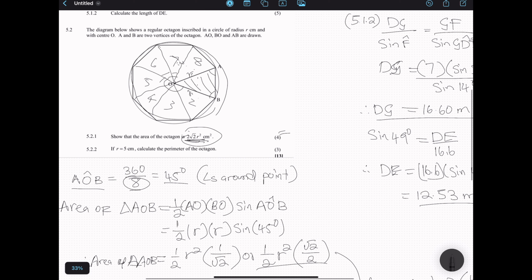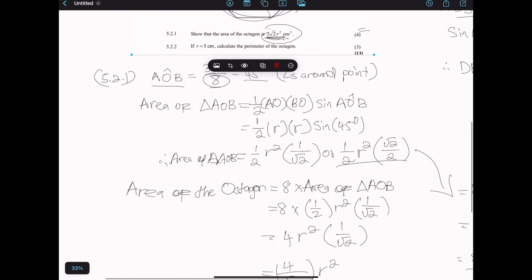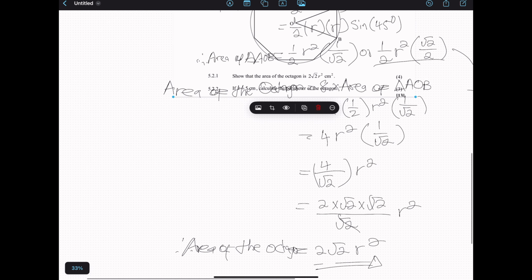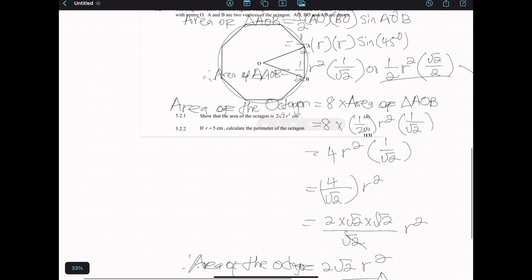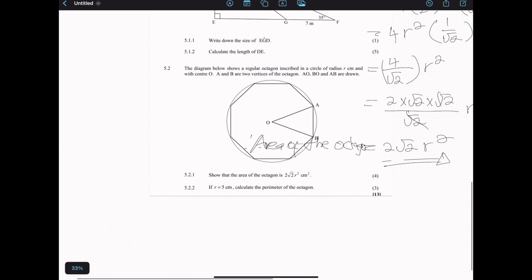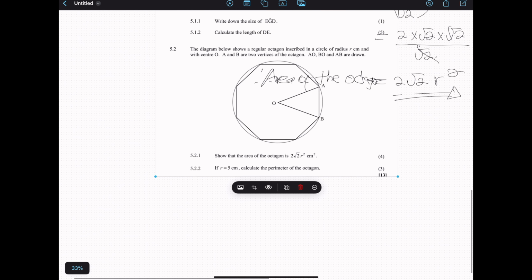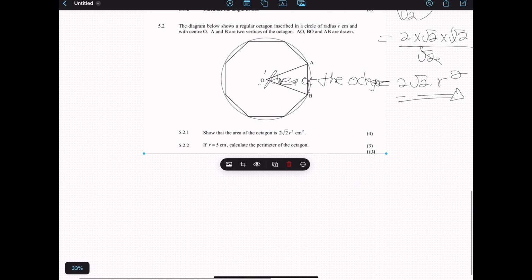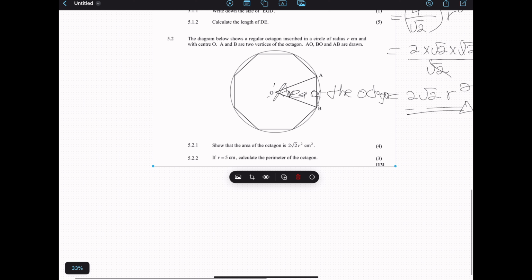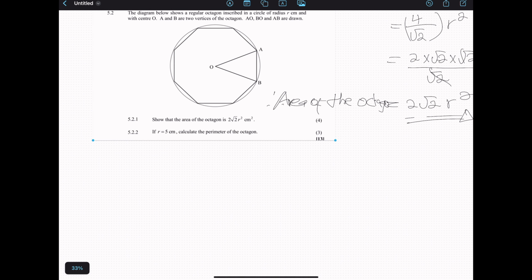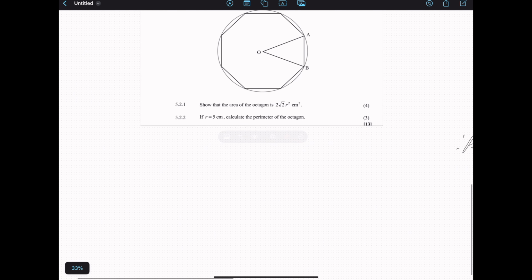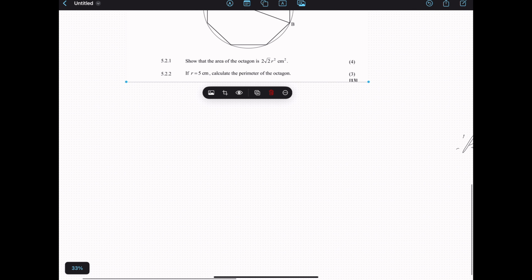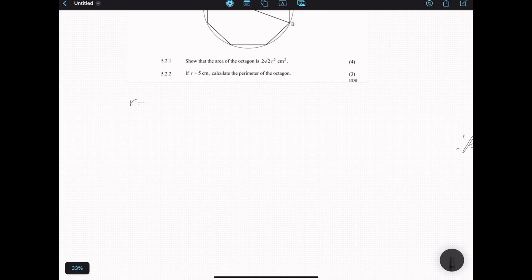So for the last question, let me take this question and put it below here so that we can see it. The last question they're asking us: if r, the radius, is given as 5 centimeters, calculate the perimeter of the octagon. So now they want the perimeter of the octagon.